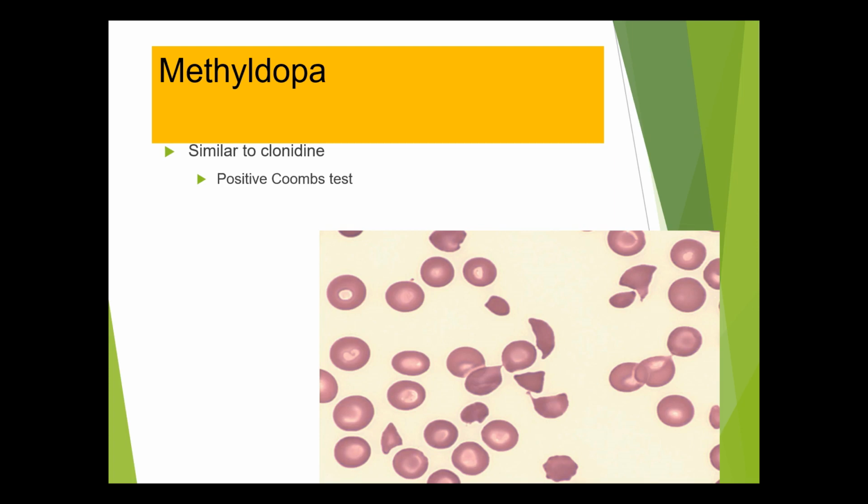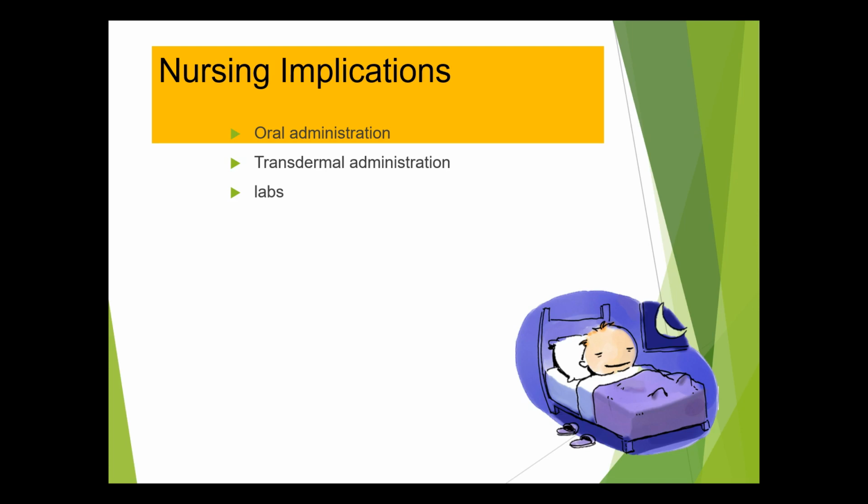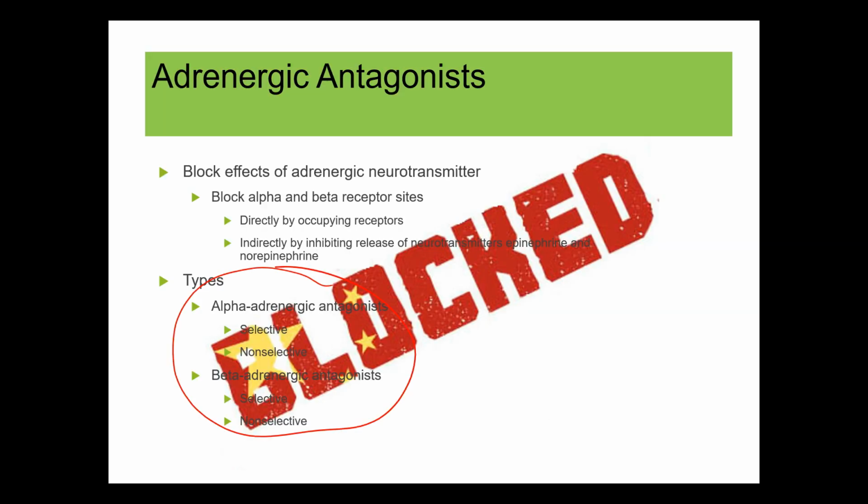Methyldopa is another one. It's similar to Clonidine, but there's a contraindication to hemolytic anemia, so you have to make sure you get a Coombs test. And if it's positive, you don't want to give it because it has a rare adverse reaction to destroy red blood cells or can make it worse. So it's given orally. Also, Clonidine is given transdermal, meaning like a skin patch. Also, you want to make sure you get some labs. We talked about the Coombs test.